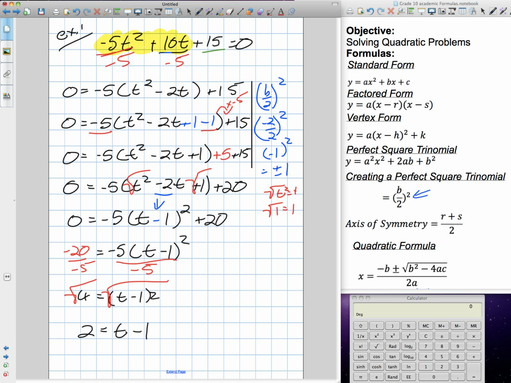2 times 2 is 4. So just positive 2. Yes. Ah, there are 2 answers to the square root of 4. Oh, plus or minus. Plus or minus 2.